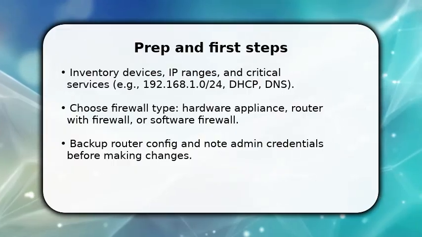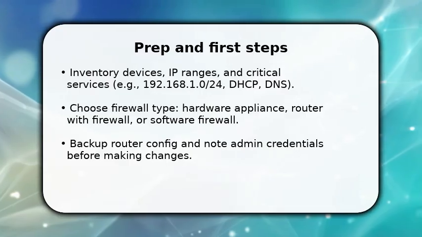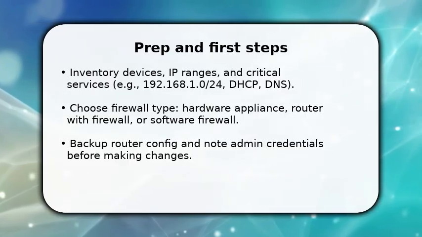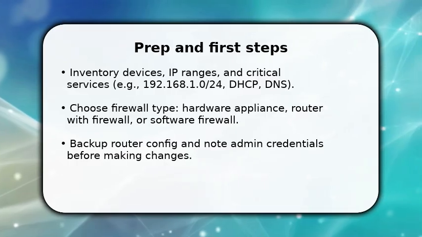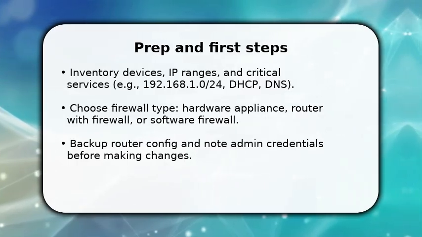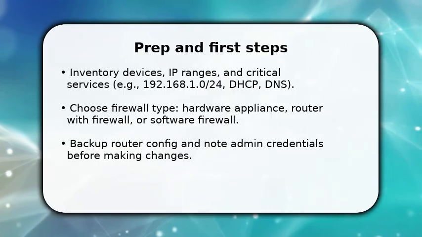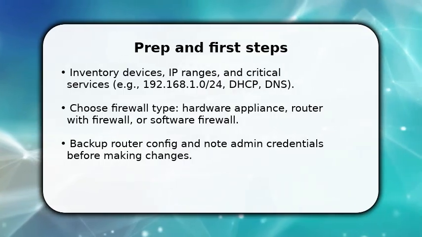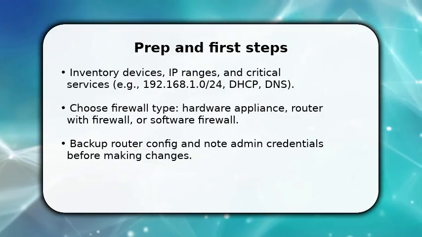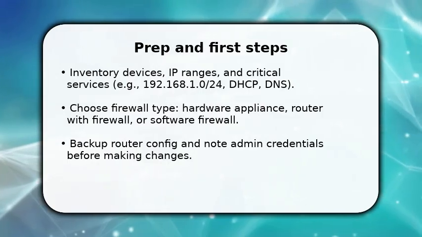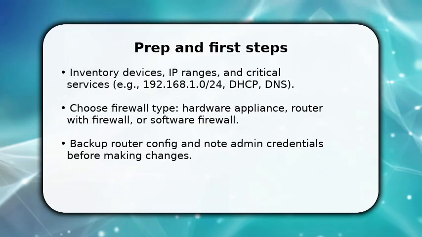You start by confirming prerequisites. Know your LAN subnet, device IPs, and which services must remain reachable. Once done, pick a firewall form factor: dedicated appliance, third-party router firmware, or host-based software, because each changes placement and policy scope. Make a quick backup of your current router settings and note admin logins, since you will revert if anything breaks.